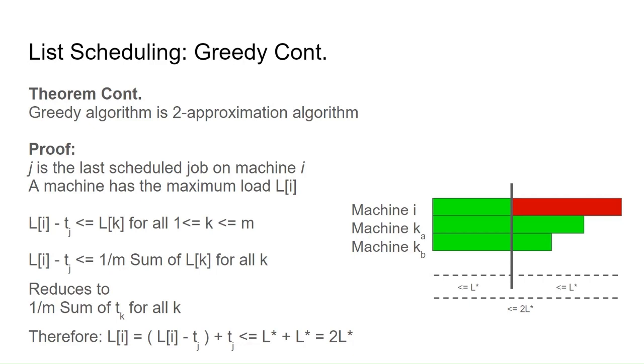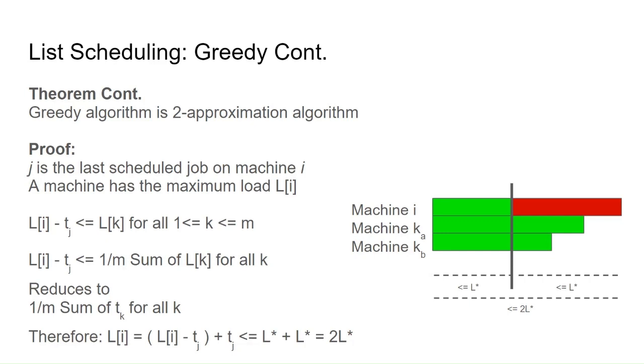So the load before job J was assigned is less than or equal to the load of any other machine k. This is true if you recall from the basic list scheduling algorithm that a job is assigned to the machine with the least load. Next, we sum all the loads of the machines over M machines, which can be reduced to the sum of all the processing times over M.